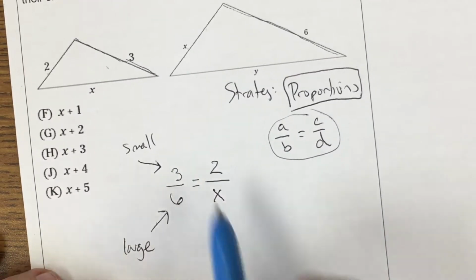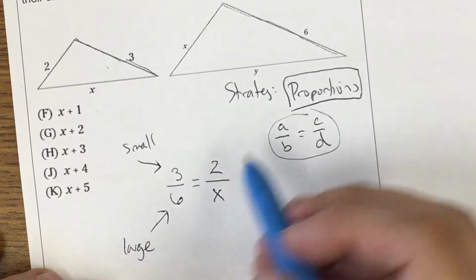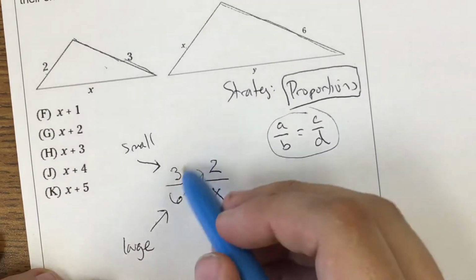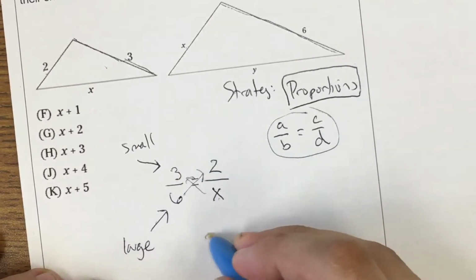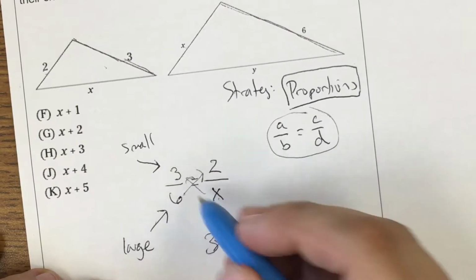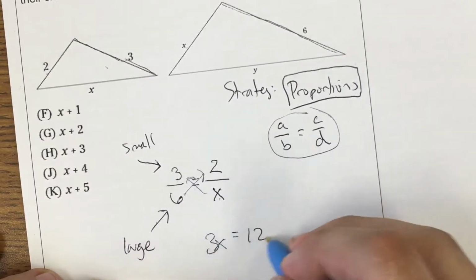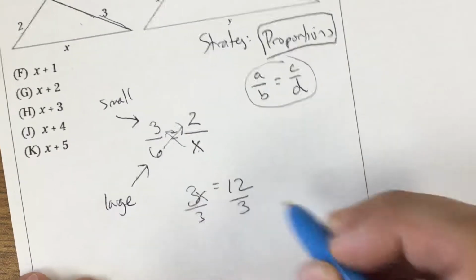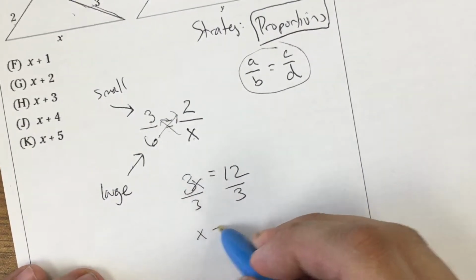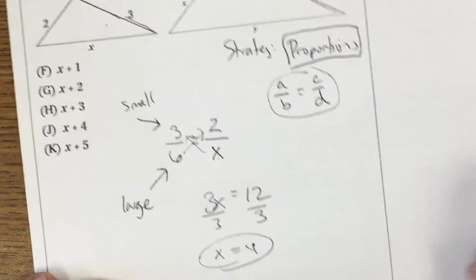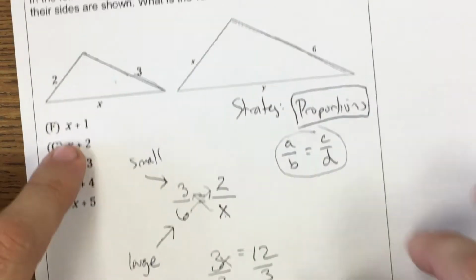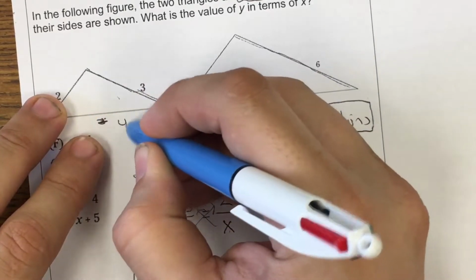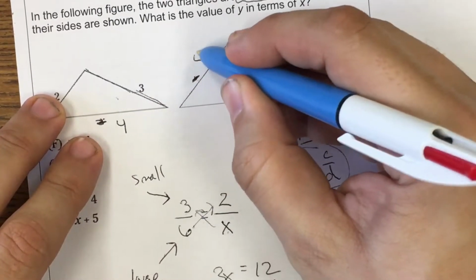And so now I'm going to try to solve this proportion. The way you solve proportions is to cross multiply. So I'm going to do 3 times x is equal to 6 times 2, which is 12. I'm going to solve for x by dividing both sides by 3, and that leaves me with x equal to 4. What that means is that anytime I see x in any of my diagrams, I can replace it with a 4, which I'm going to do.